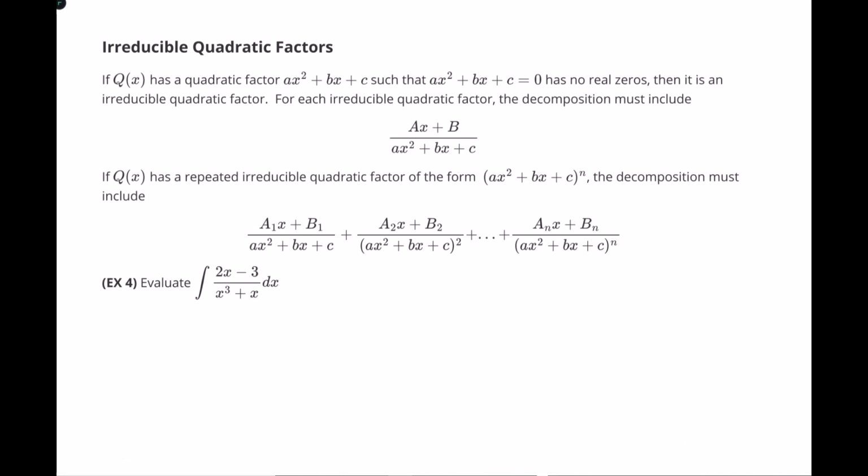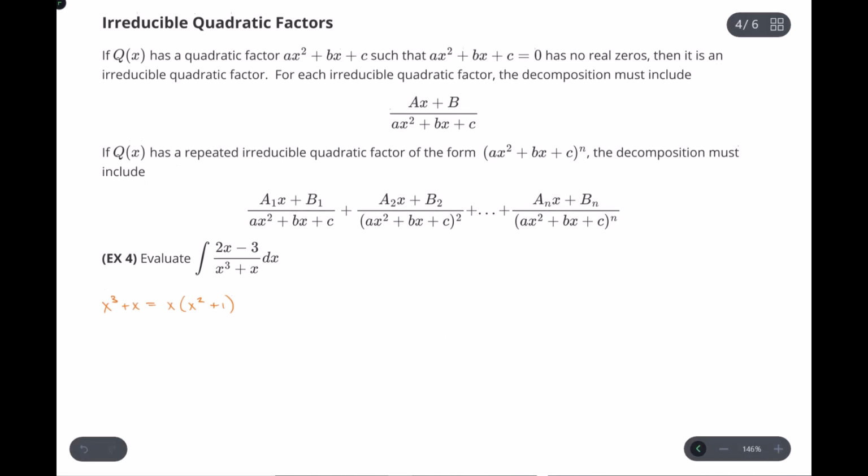So let me walk you through this next example. Here we have the integral of 2x minus 3 over x cubed plus x, and I'm going to integrate that with respect to x. So the first step in this process is to factor that denominator. You might want to just go off to the side and take care of that. So x cubed plus x could be written as x times x squared plus 1, just pulling out a common factor of x here. Now, with that, that leaves me a linear times a quadratic that's irreducible.